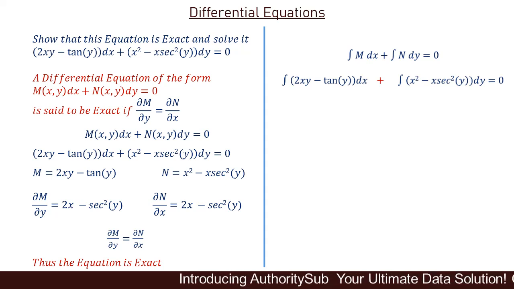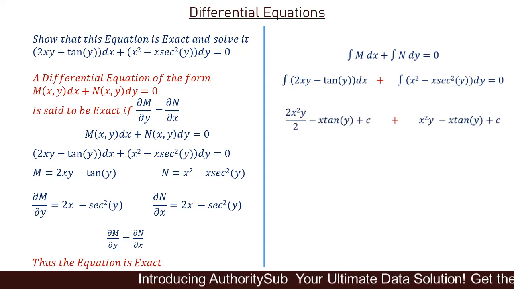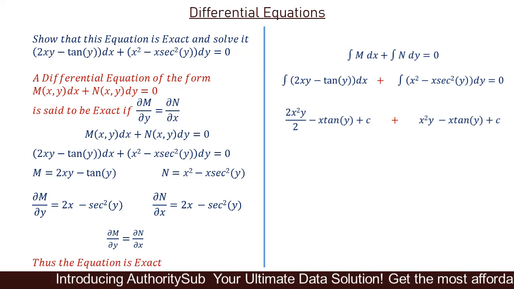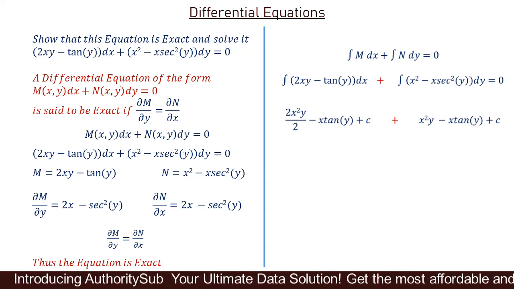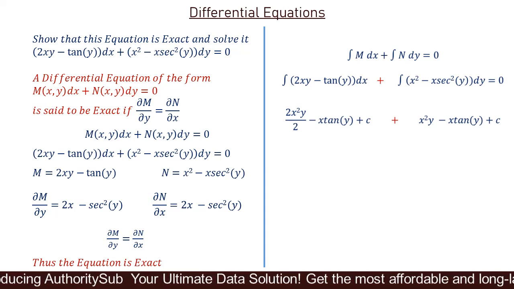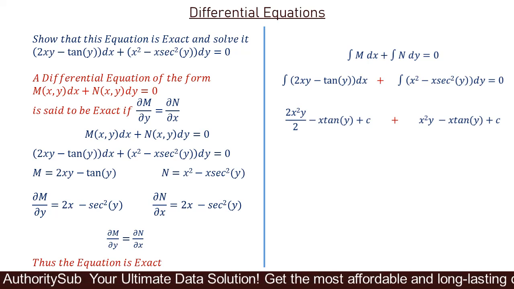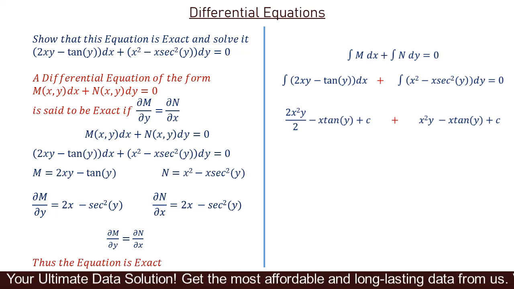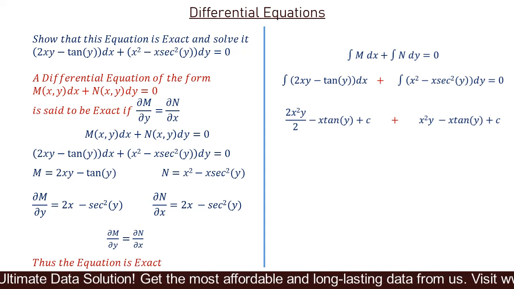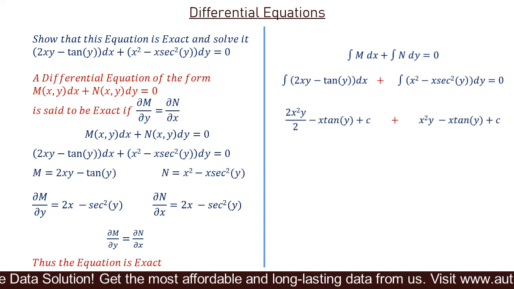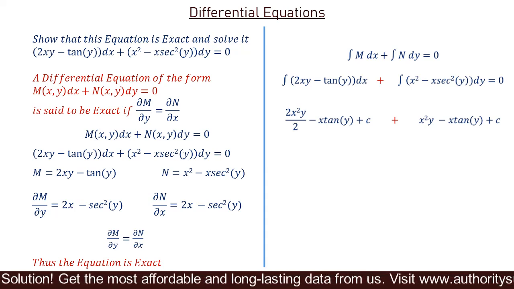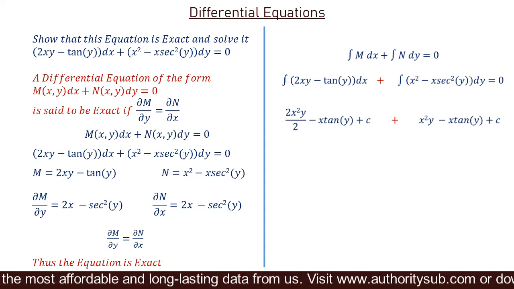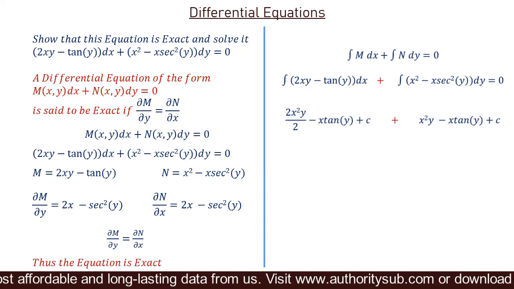When you integrate 2xy with respect to x, we're going to have 2x²y all over 2, minus, when you integrate tan y with respect to x, we're going to have x tan y. We have minus x tan y, right? Plus integrating N with respect to y. So when we integrate x² with respect to y, we're going to have x²y, right? Good. And when we integrate −x sec² y with respect to y, it's going to give us −x tan y, plus c equal to 0.